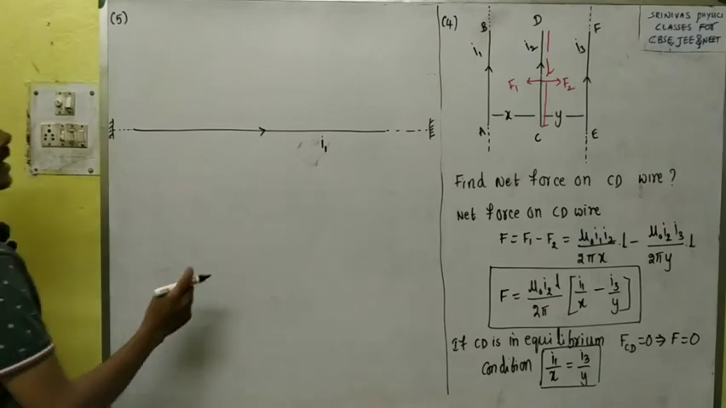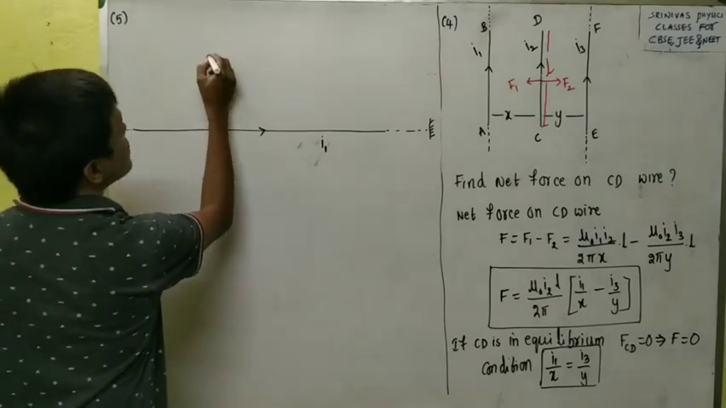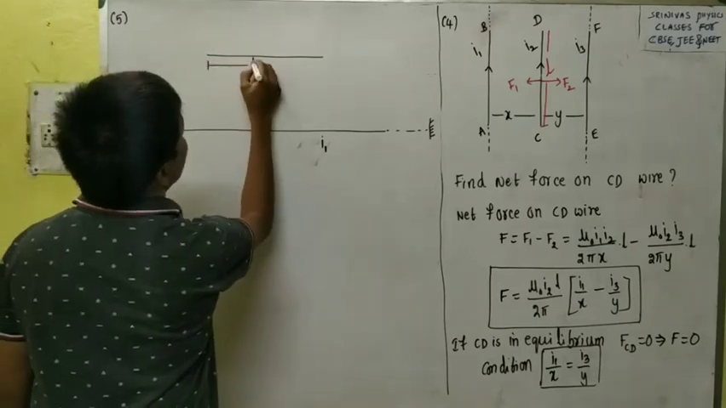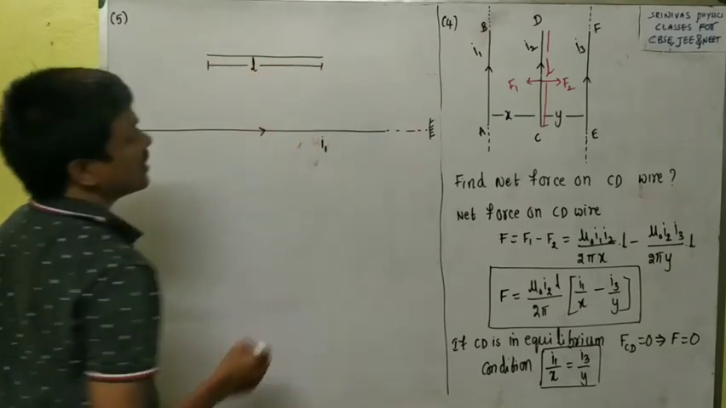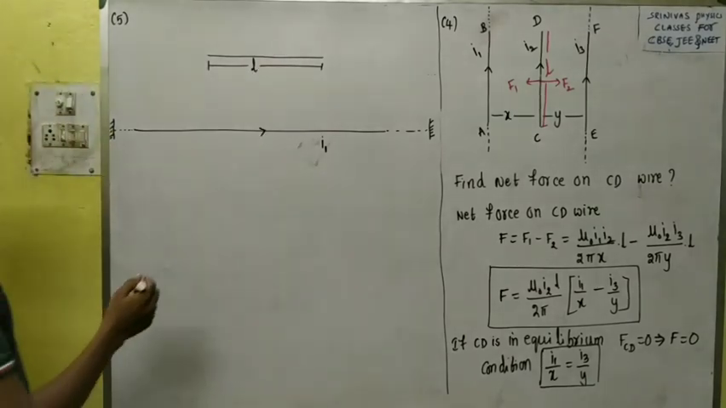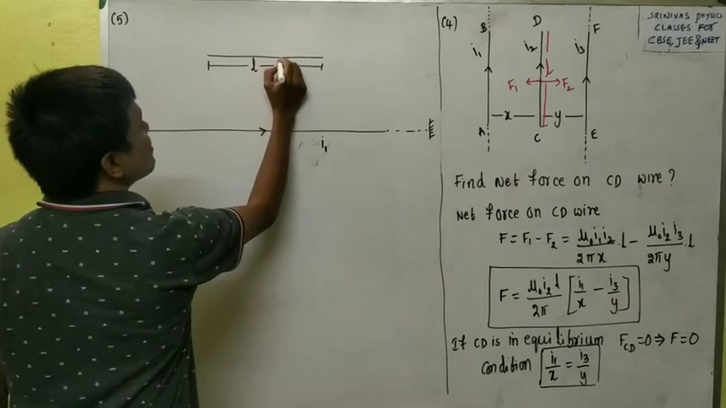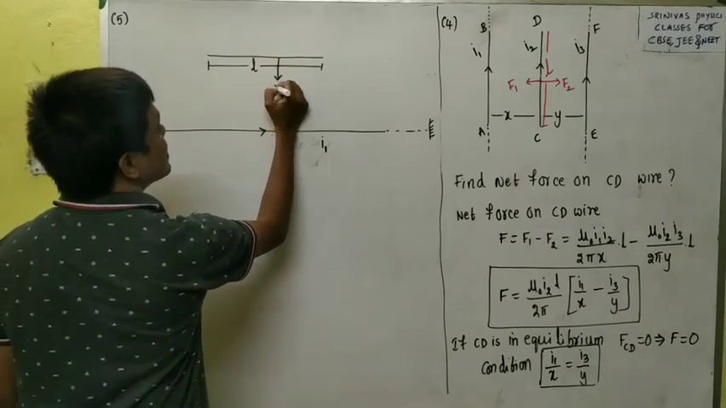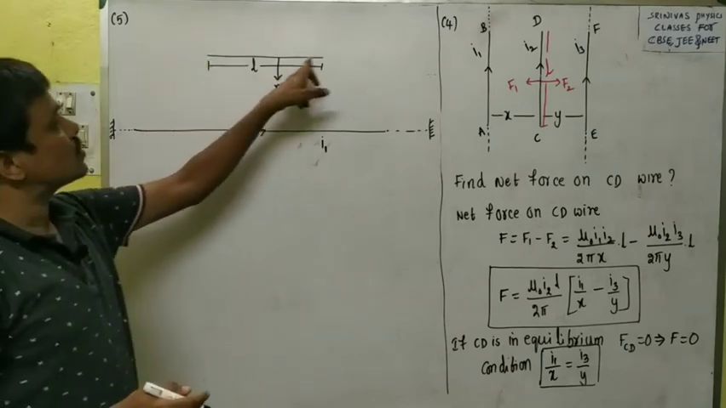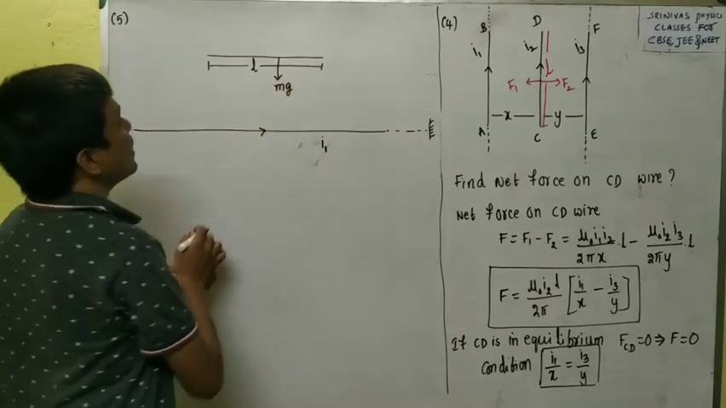And now it carries some I1 current. Above this, some L length wire is suspended. Okay, this is L length wire. It is suspended. This is in air. Now this wire has weight acting in downward direction. This is mg.